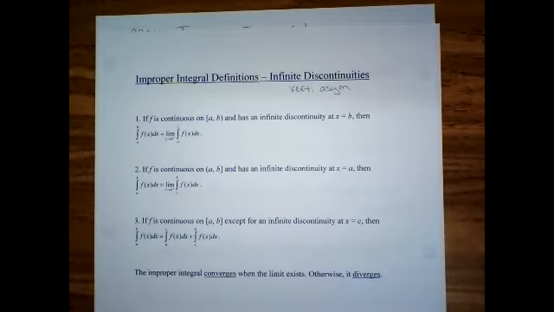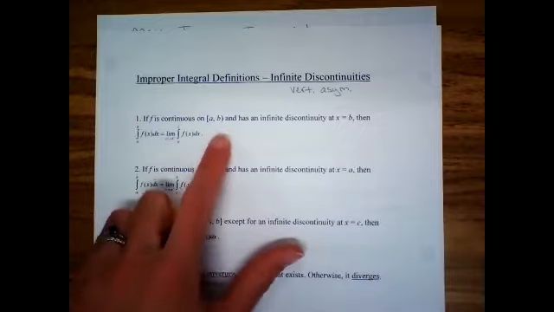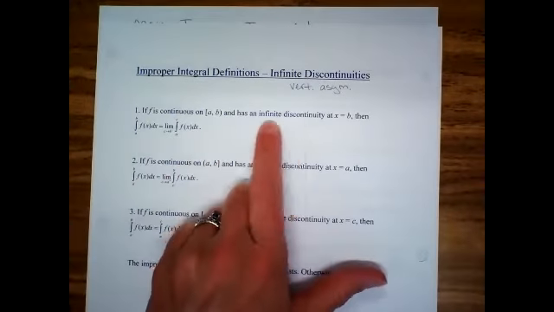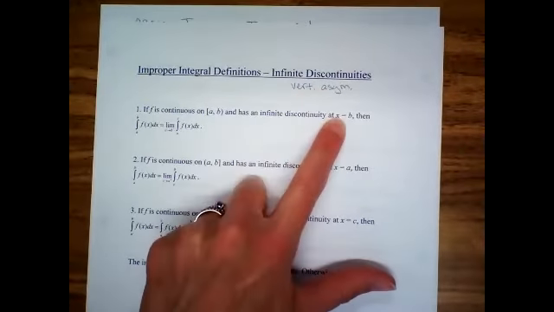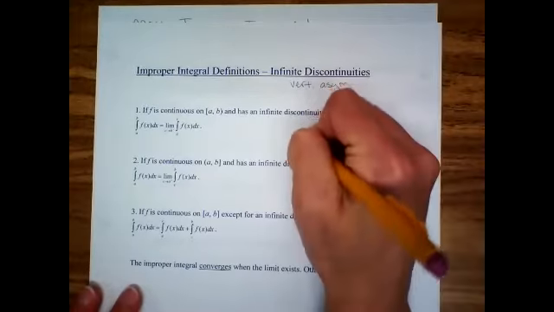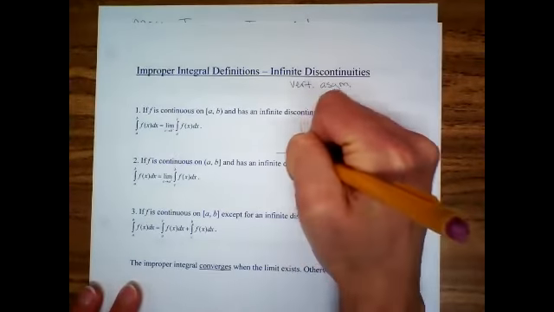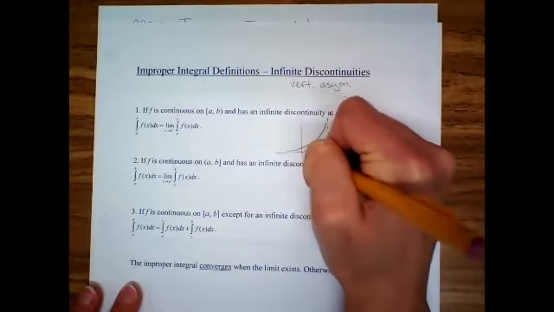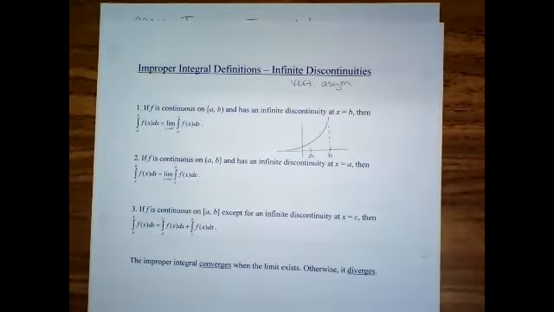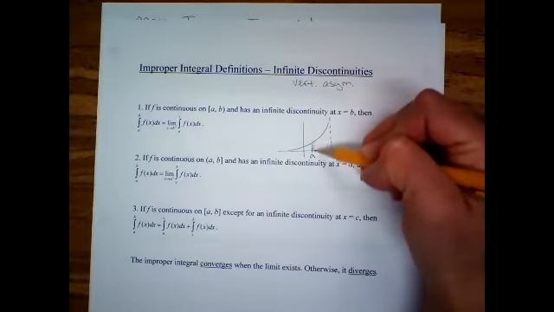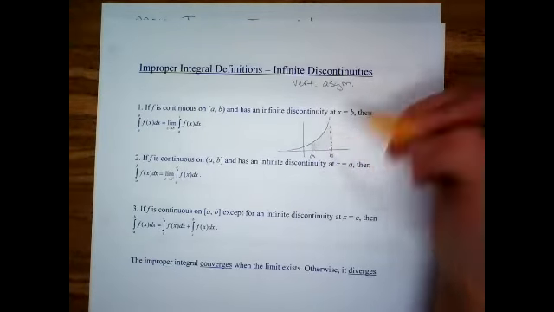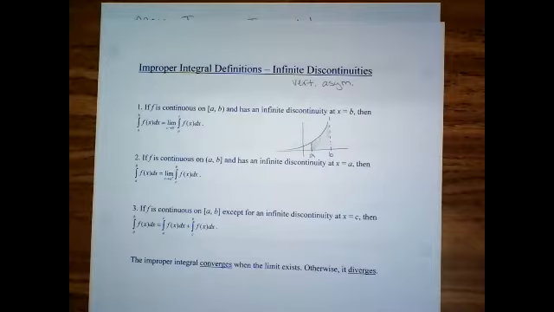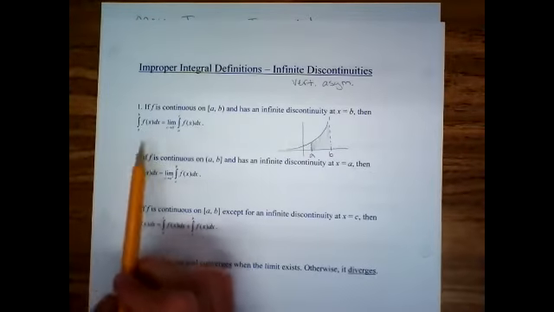If a function is continuous on A to B, but notice there's not a bracket on B, and has an infinite discontinuity, that means a vertical asymptote at B, then this is what this would look like. You would have something like this, and that asymptote happens at B. And so the area you're finding is this. So again, instead of a horizontal asymptote, now you're looking at a vertical asymptote.